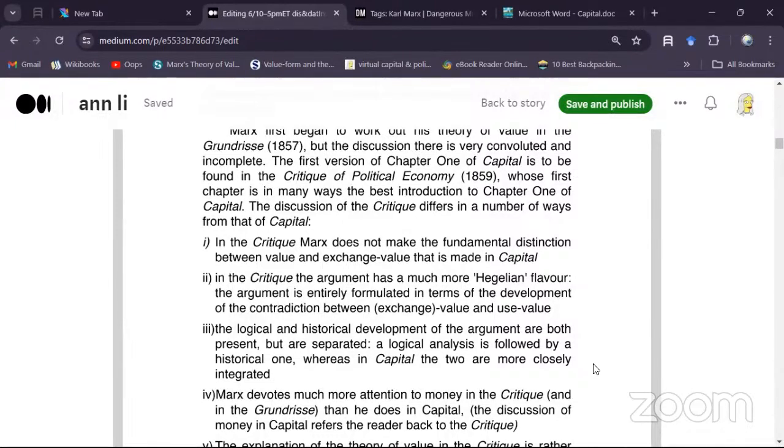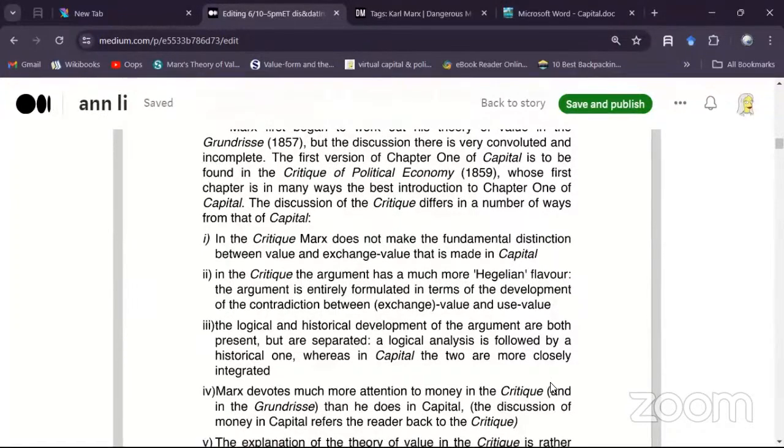In the critique, the argument has a much more Hegelian flavor, and needless to say, we've been down this road before. It makes more reference to the Philosophy of Right, et cetera. The argument is entirely formulated in terms of the development of the contradiction between (exchange) value and use value. Note that he put exchange in brackets here. The way it's written is between value and exchange value, or value and use value. The way in which value is applied here is perhaps variable and not so ambiguous, but to other people it's quite ambiguous, and value, as a form, is kind of at risk here. You should be concerned with that.